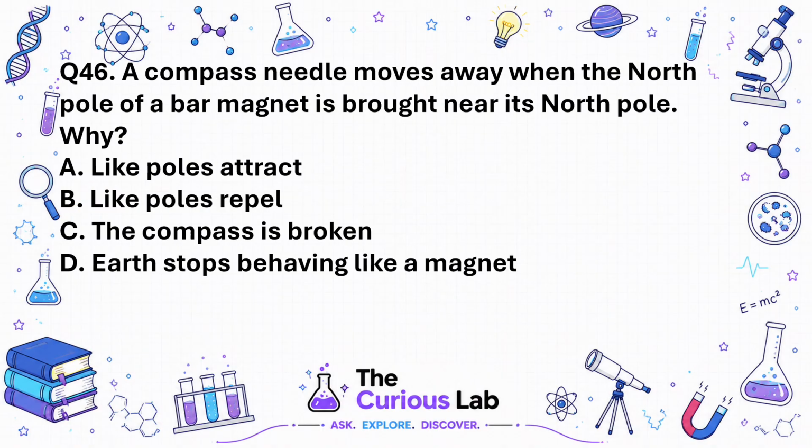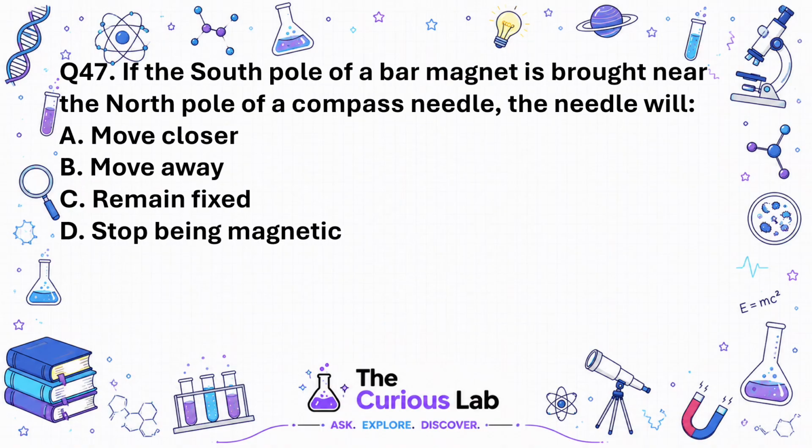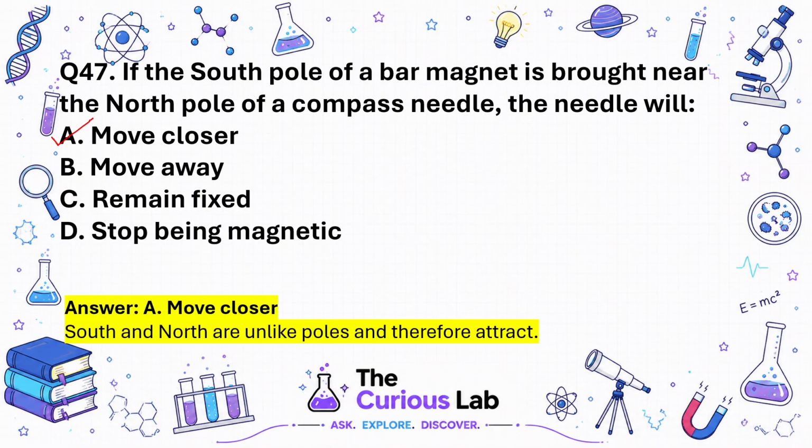A compass needle moves away from the north pole of a bar magnet when it is brought near its north pole. Why? Because like poles repel each other. If the south pole of a bar magnet is brought near the north pole of the compass needle, what will happen? They will move closer because there will be attraction.